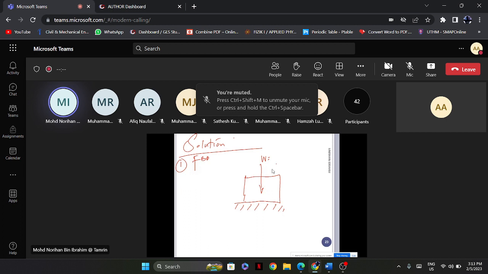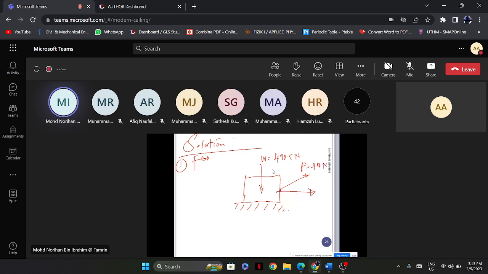W is equal to 490.5. And we have the component of, okay, this one is P, which is the 400 Newton. So we split the component of X and also Y. So this one is 400. This one is 30 degree. Cos 30 degree.